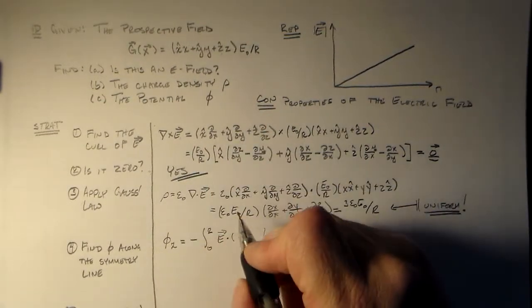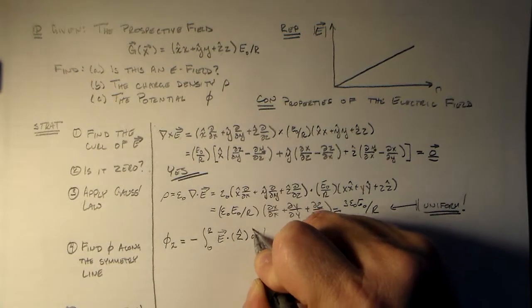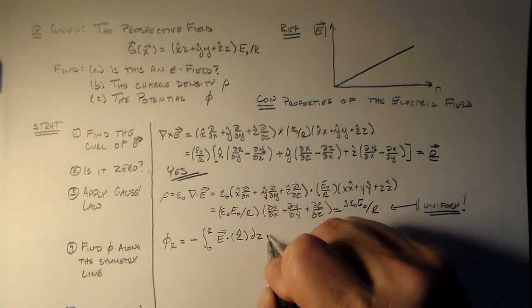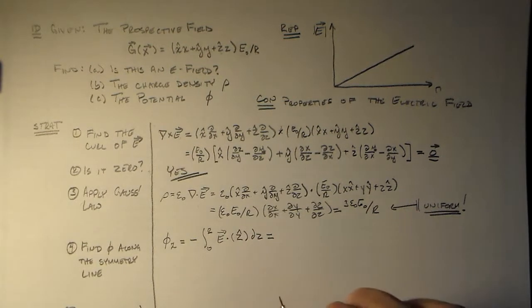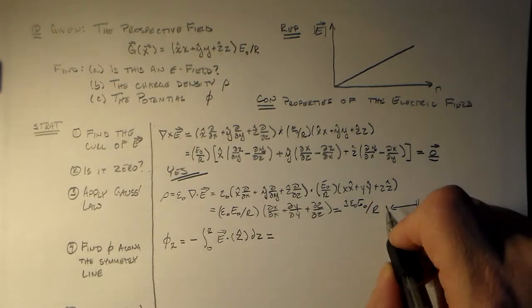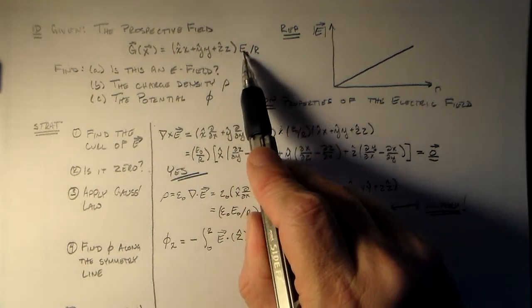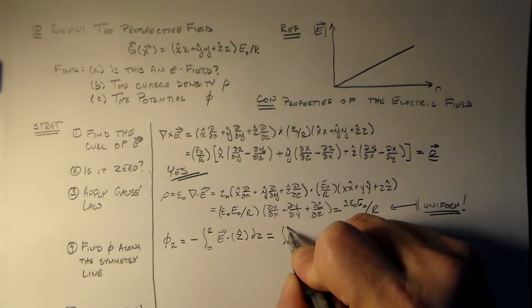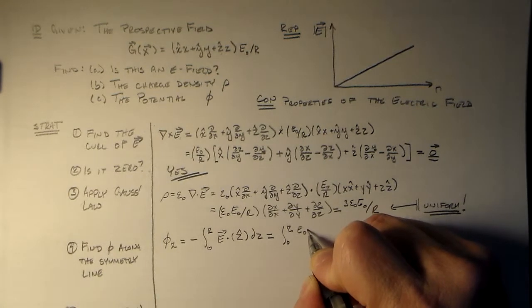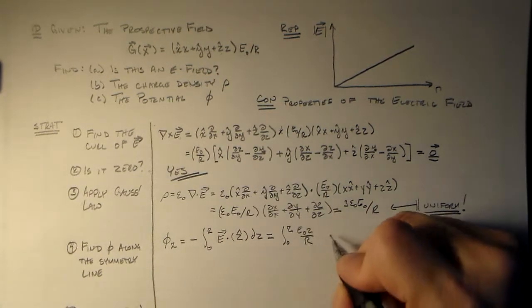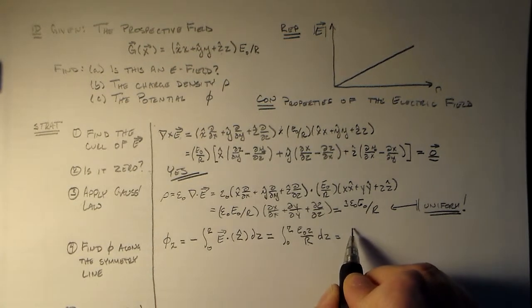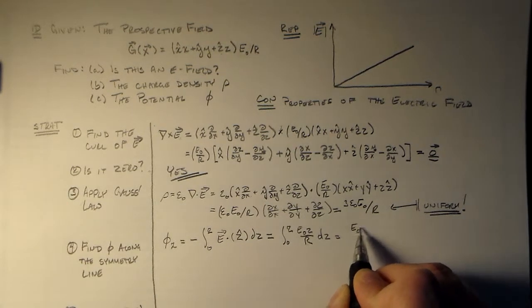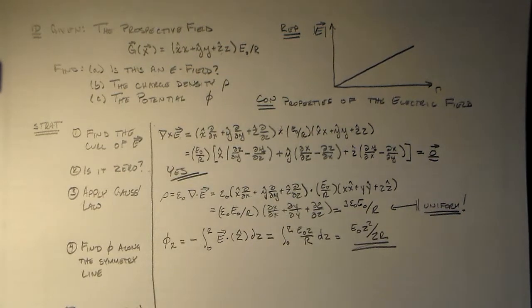If we do that, we are going in the z hat direction, and then we have dz. So this is our path element. So what do we do with that? I guess we just are stuck taking the integral. So E dot dz is just E naught z over R, right? So we have the integral from 0 to z of E naught z over R dz. E naught over R is a constant, and the integral of z dz is 1/2 z squared, so we have E naught z squared over 2R, and that's our phi.